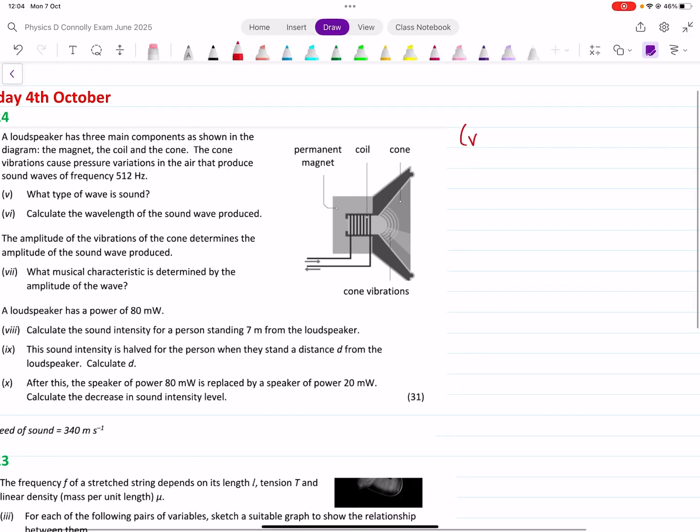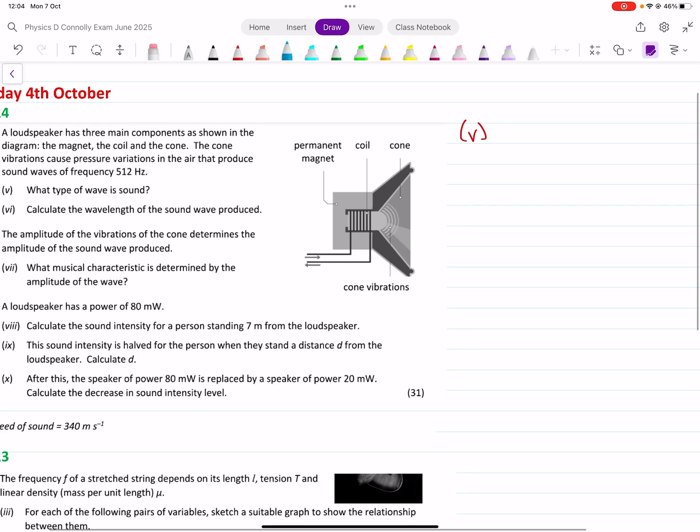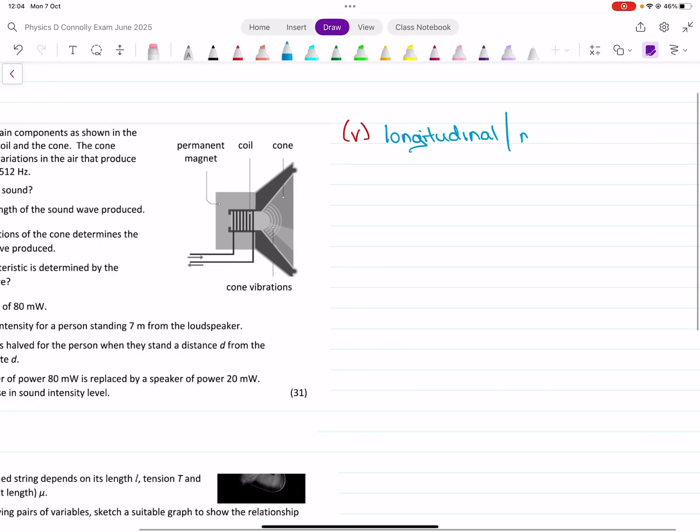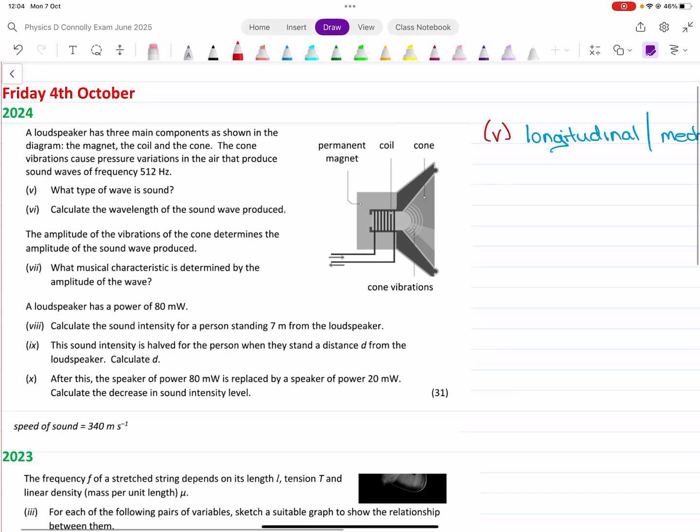So the first question, part 5, is what type of wave is sound? So it's longitudinal, or you could say it's mechanical. They're the two classifications of a sound wave. Either would be correct.